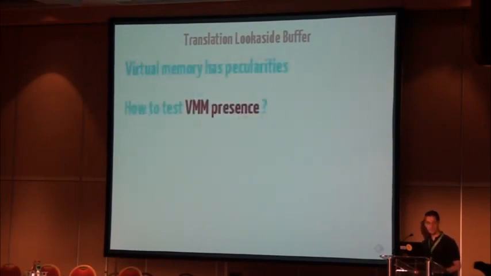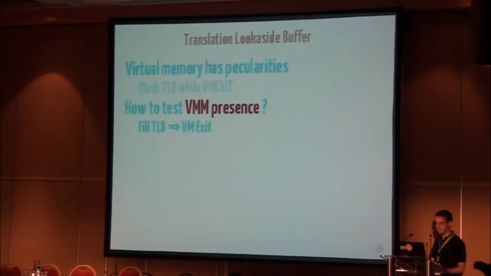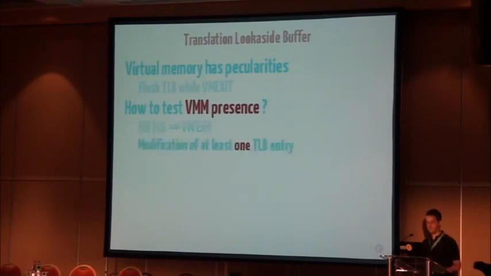All right, virtual memory has peculiarities, such as flushing the TLB on VM exit without hardware-assisted mechanisms, but how to use them to test VMM presence? VMM is the hypervisor. First, we will fill the TLB. Then we will generate a VM exit. VM exit is when you go outside your virtualized environment. We'll modify one of the TLB entries and compare access time.